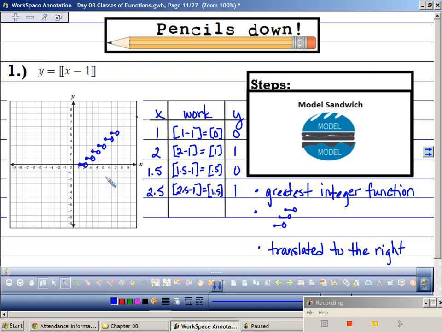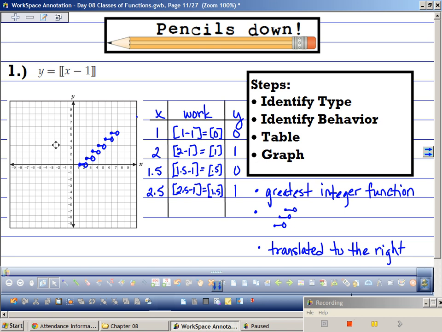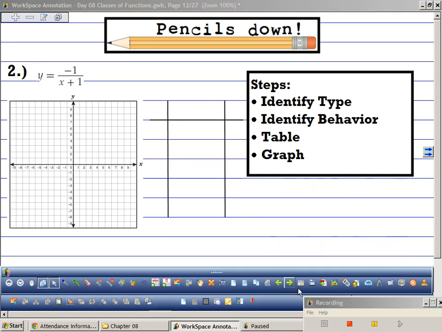We'll do more of those tomorrow. I'm going to do at least one more where you've got something like this, and see what that does to the graph. All right, for a little bit of review. Okay, so I'm going to go back and look at my steps. My steps are identify the type. This was a greatest integer function. Identify the behavior. I said it looks like a step, and then it's going to be translated to the right. Draw my table and graph it. Go ahead and copy that down.